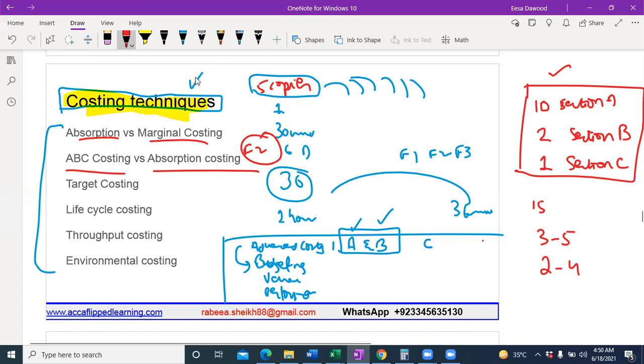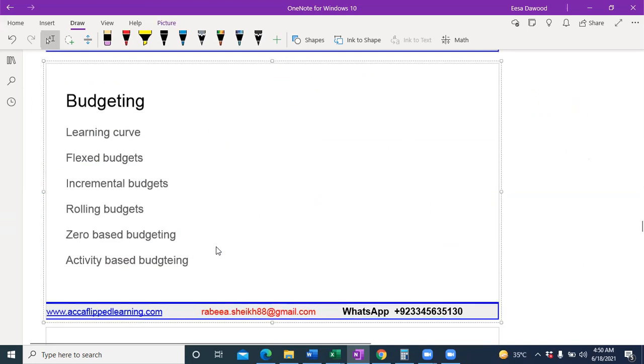Don't worry if you have never done a spreadsheet. Don't worry. My classes would teach you everything right from scratch. So don't worry if you haven't done F2. But I'm telling you, these topics, target costing and life cycle costing, you have done in F2. So those are revision, and for those taking it for the first time, we're going to go through them. Throughput and environmental costing are new topics in the costing techniques area.